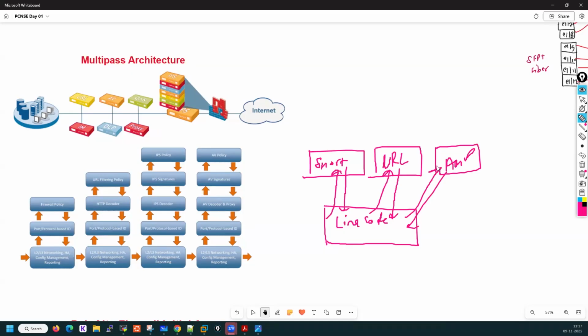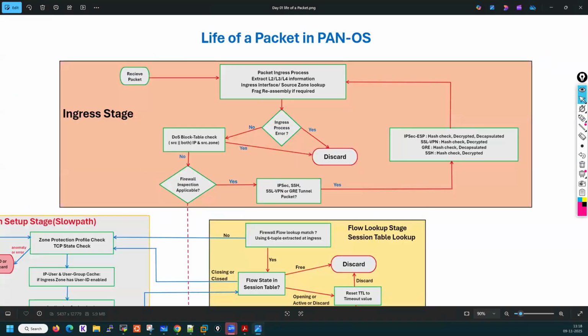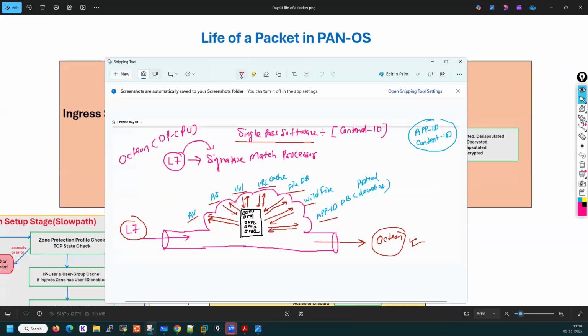They will save it, they will process it, right? So here the tasks are repeating, or not? That is your multi-pass architecture. But in the Palo Alto single-pass architecture, what happens? Everything is done in just one go, right?